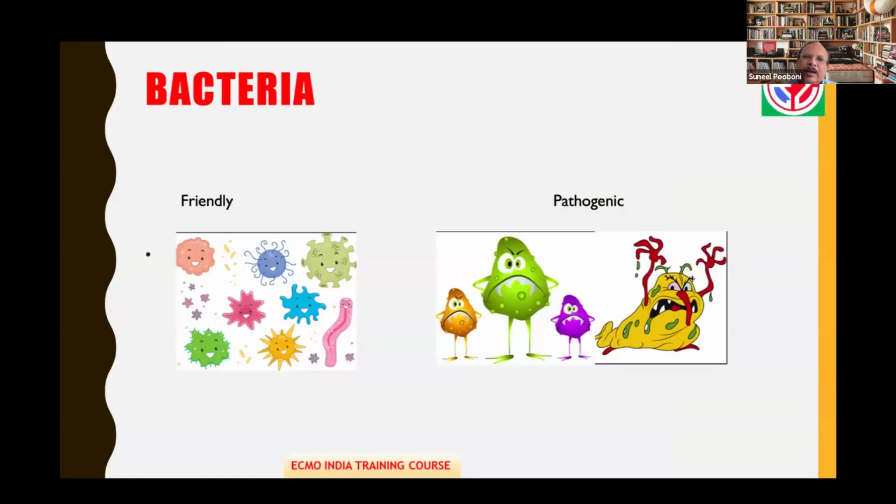We have friendly bacteria and pathogenic bacteria too. Friendly bacteria are very, very important for our survival, and with broad spectrum antibiotics, we are killing them too, besides the pathological bacteria.